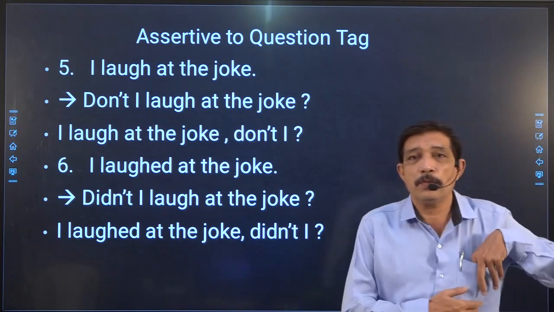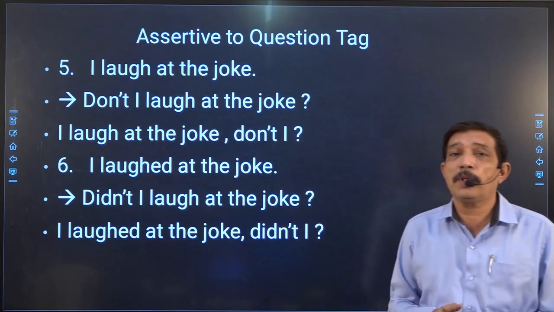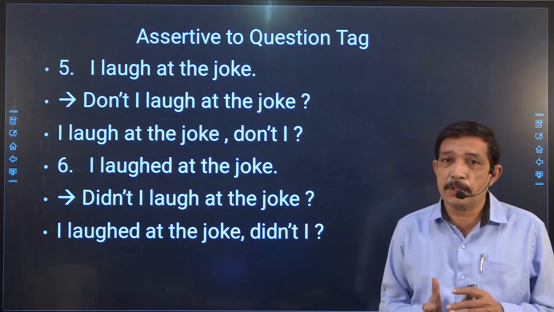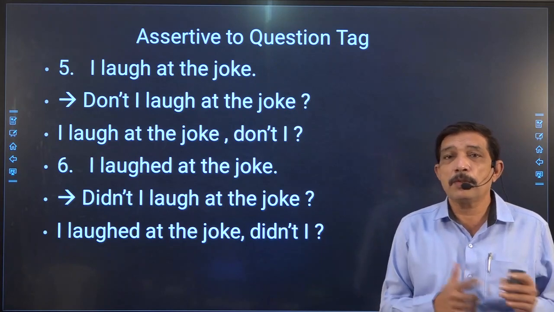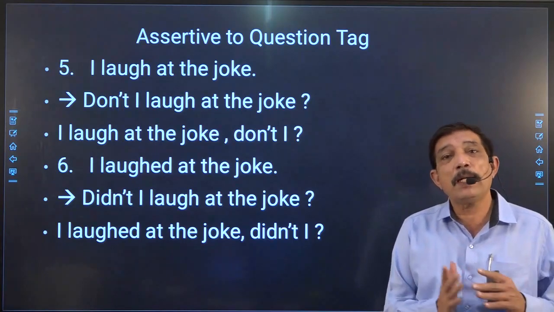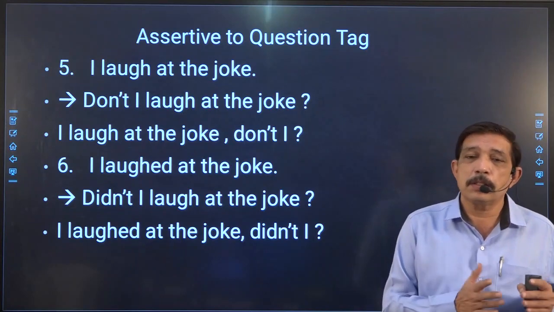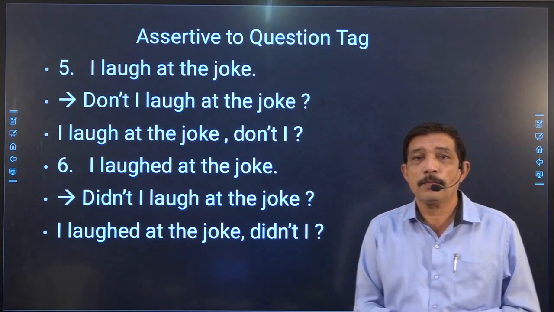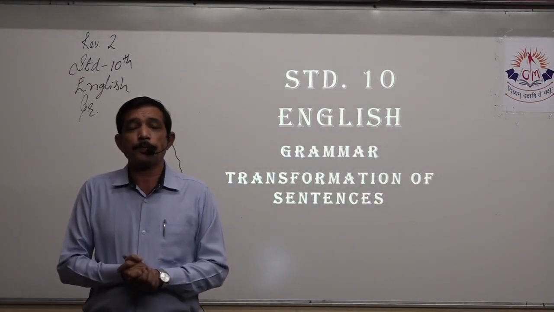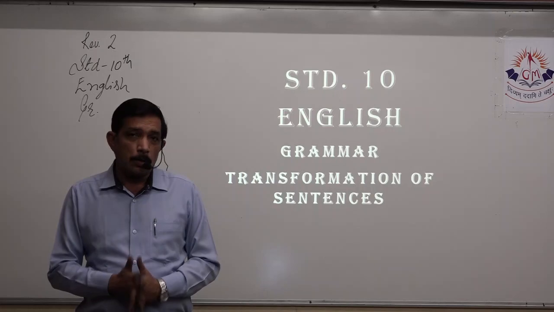So with this, we have completed yet another topic, that is the third topic today, assertive to question tag. So we have completed 3 topics till now. First one is assertive to exclamatory and exclamatory to assertive, vice versa, right? That is one topic combined. Then we learned about assertive to interrogative, and today we learned about assertive to question tag. So students, we had been learning one of the topics of transformation of sentences, that is question tags, till now.